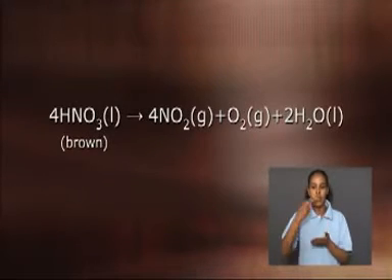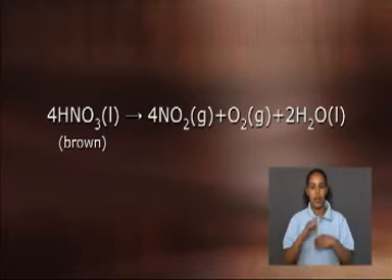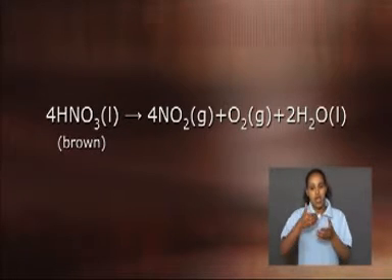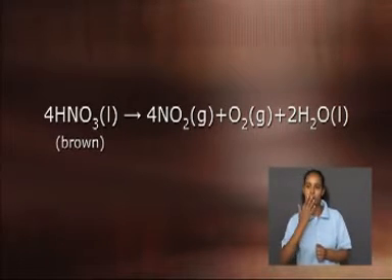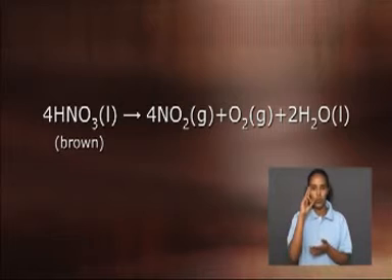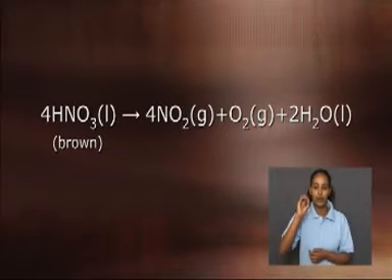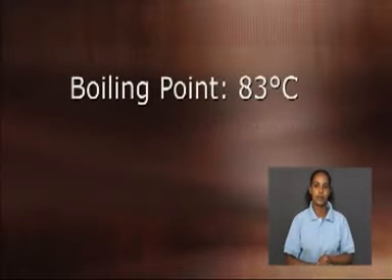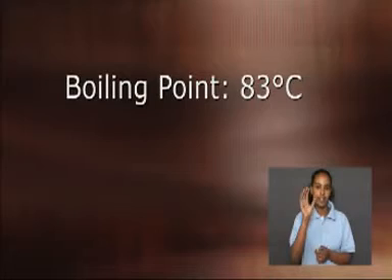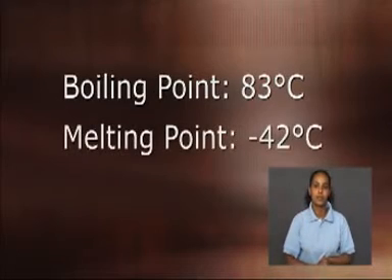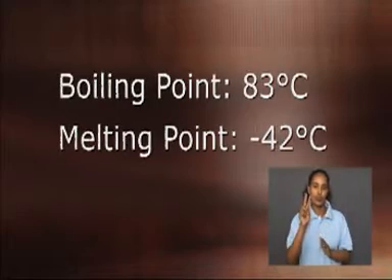Pure nitric acid is a colorless liquid. However, when it is exposed to light, it turns a yellowish-brown color. This is because it decomposes slightly into nitrogen dioxide and oxygen. Nitric acid has a boiling point of 83 degrees Celsius and a melting point of minus 42 degrees Celsius.